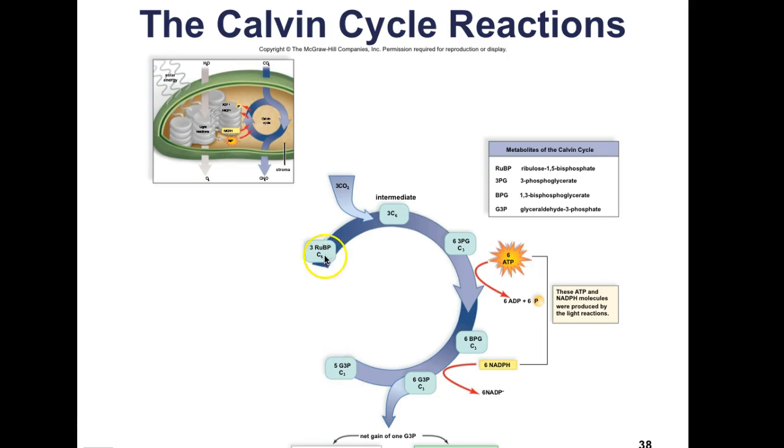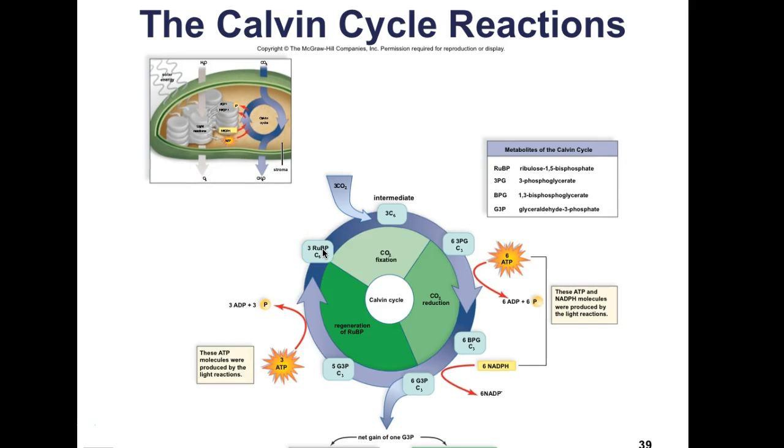Here we're going to regenerate RuBP again, and in order to do so, what we need is energy. So we get 3 ATP molecules that are going to come in and convert those 5 G3Ps, each with 3 carbons, back into 3 molecules of ribulose bisphosphate, each having 5 carbons. So here we see carbon fixation using RuBP carboxylase or Rubisco. Here we have CO2 reduction, so we're going to reduce it by adding electrons in, especially from NADPH. And now we have the regeneration of the starting reactant, which is RuBP, and we need to use energy there.